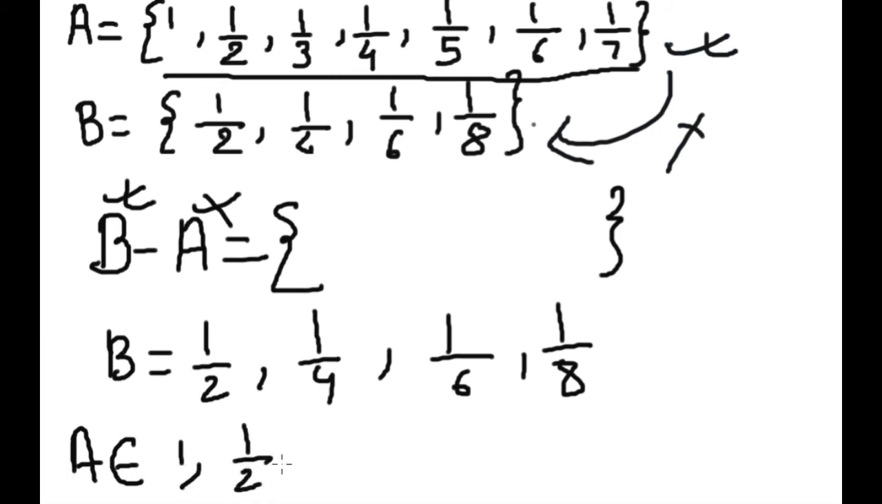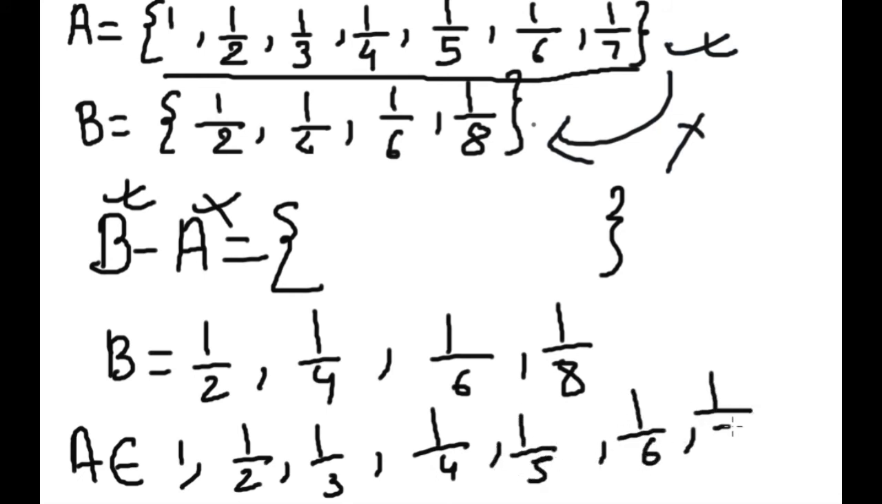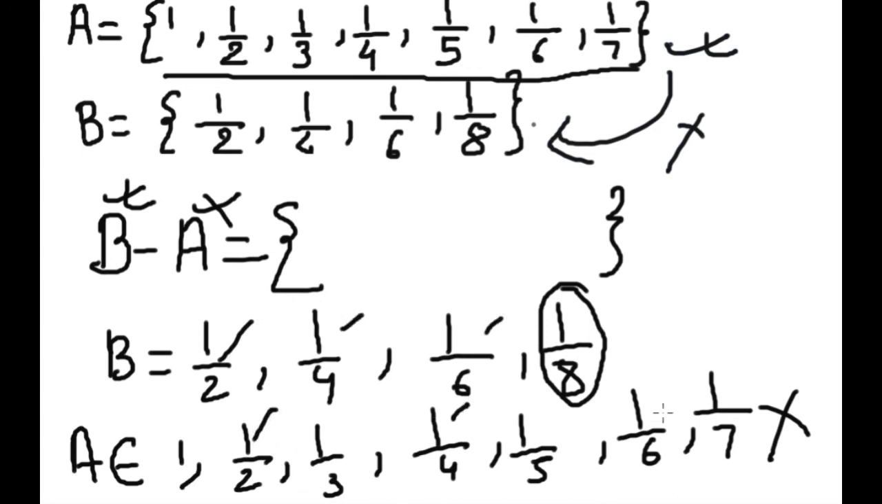1, 1 by 2, 1 by 3, 1 by 4, 1 by 5, 1 by 6, and 1 by 7. 1 by 8 हम देख सकते हैं कि A में नहीं है. बाकी 1 by 2, 1 by 4 and 1 by 6 सभी A में present है. सिर्फ 1 by 8 ऐसा element है जो कि A में नहीं है. तो अकेला 1 by 8 ही इस set का element होगा. और ये है हमारा B minus A. ये हो गया हमारा answer.